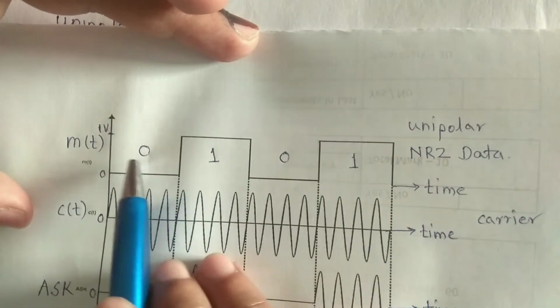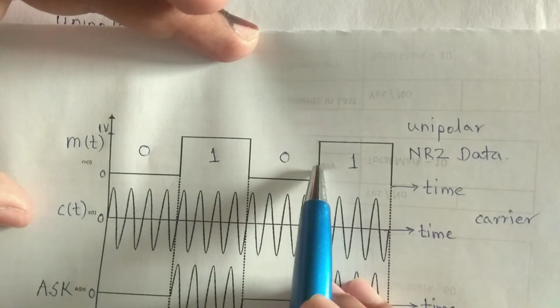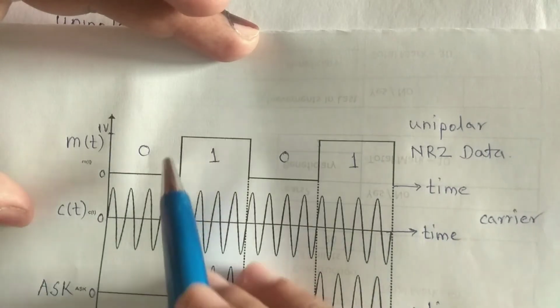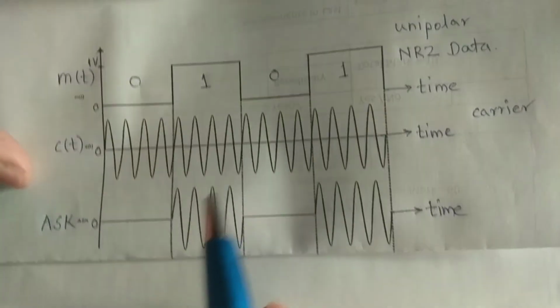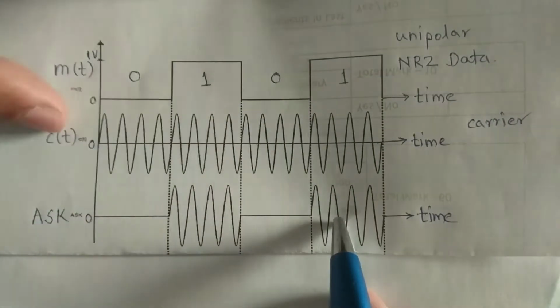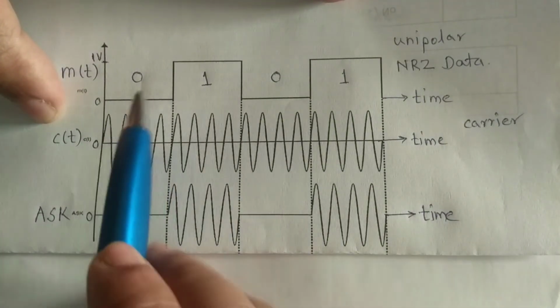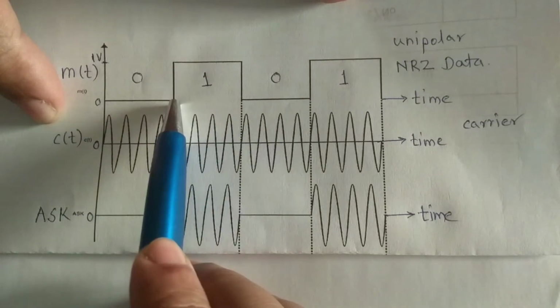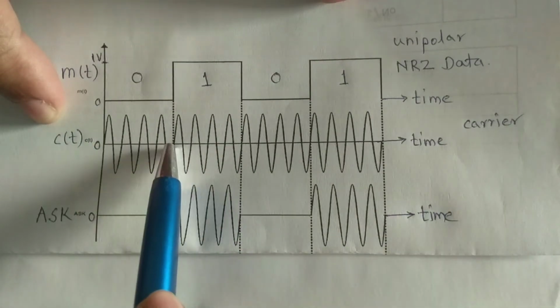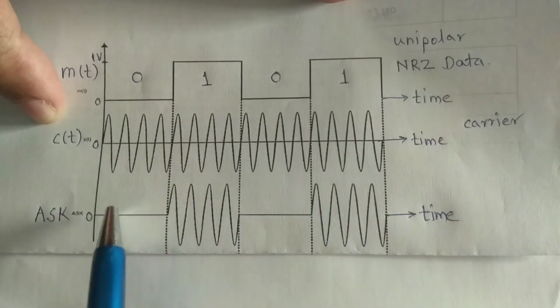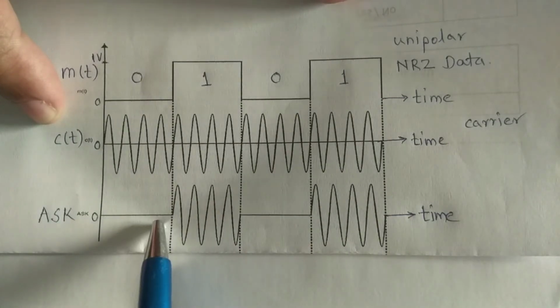This unipolar NRZ data we are multiplying with the carrier. So this is the carrier. When we multiply these two, we will be getting the ASK signal like this. Now let us see how this signal is generated. If you compare here, this amplitude is 0 and here it is the carrier. When we multiply these two, 0 into carrier, the output will be 0. So there is no signal at the output, meaning the carrier is absent.